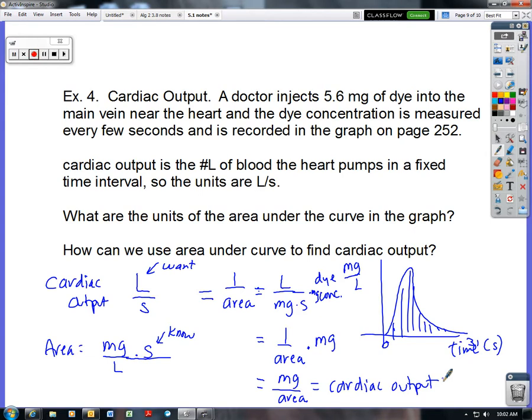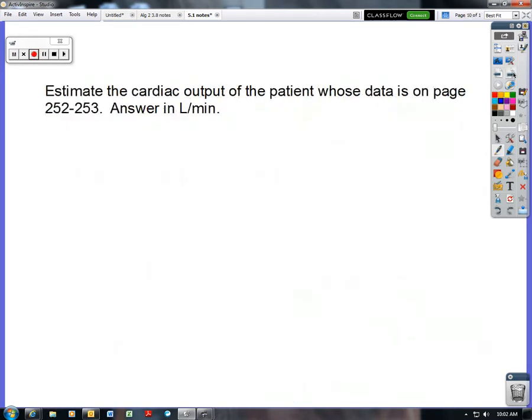And I'm out of time, so I'll have to make a separate little quick video. We're going to end up doing this last one. We're actually going to estimate the cardiac output and give the answer. So that'll have to come in a separate video.